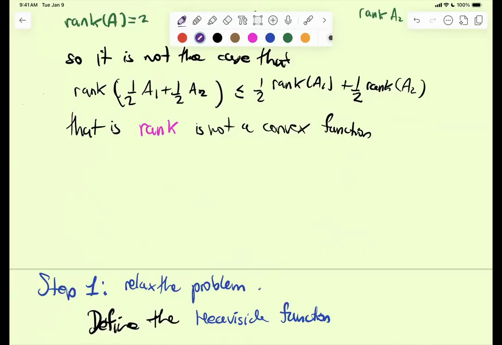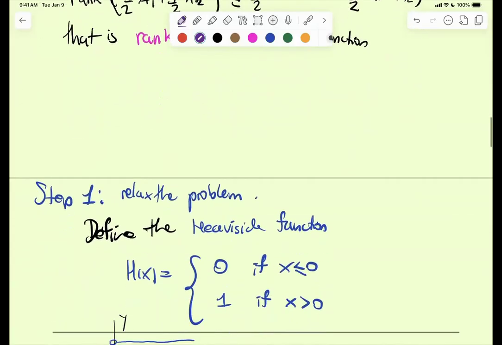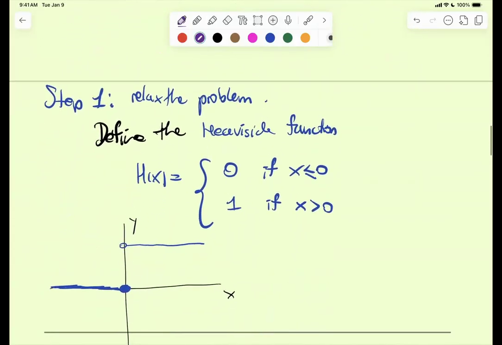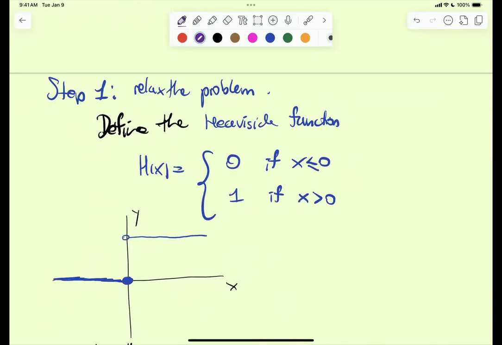So here's an elegant way to think about it. You have the Heaviside function, which you probably have heard of before. It's just a function that is zero for negative values of x, and it's one for positive values of x. So it becomes one if you give it a positive input.